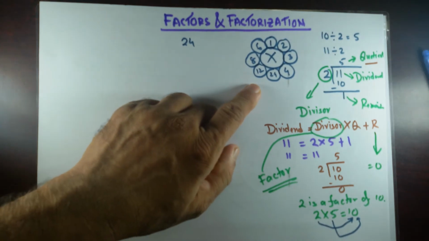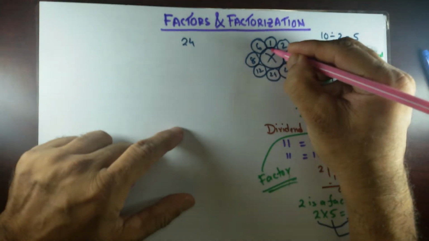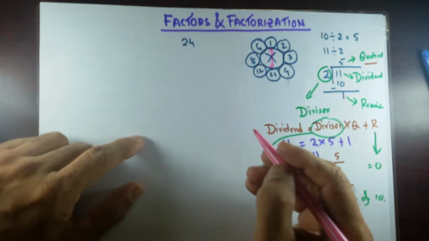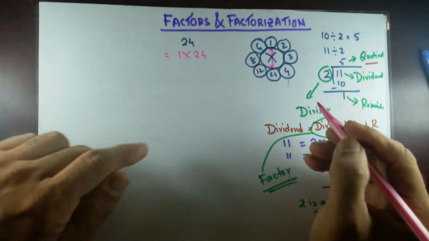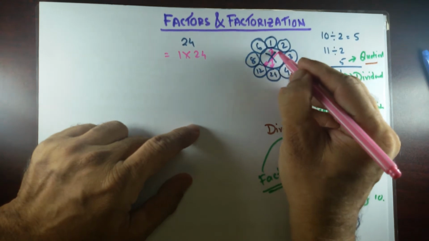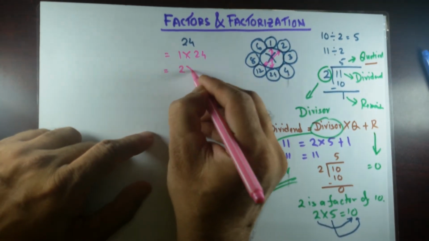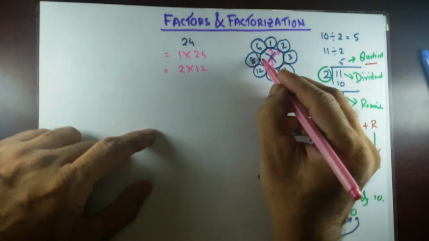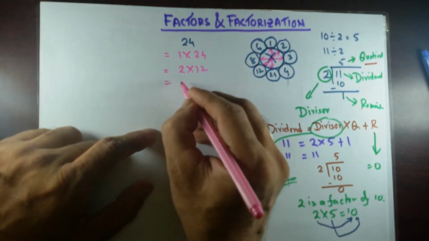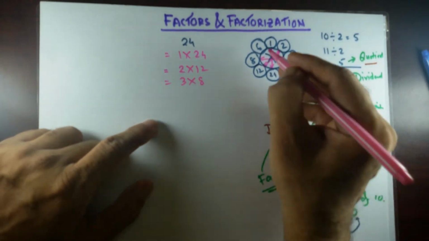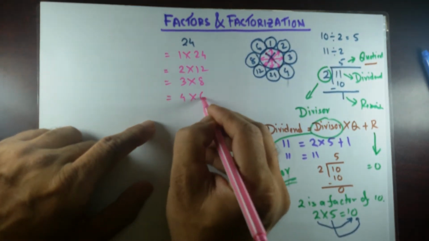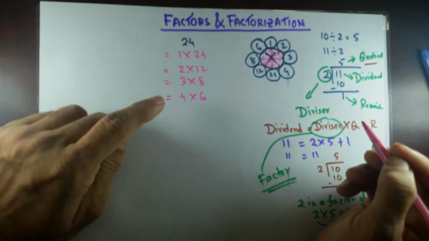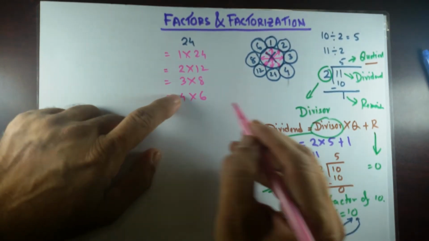Now let's see what happens. Let me write it down. 1 times 24 is 24. 2 times 12 is also 24. 3 times 8 is 24. 4 times 6 is also 24. Now, the next obvious choice.